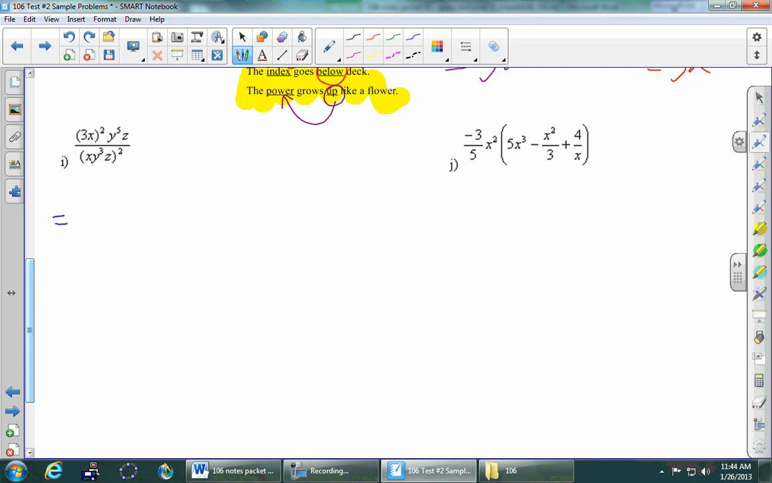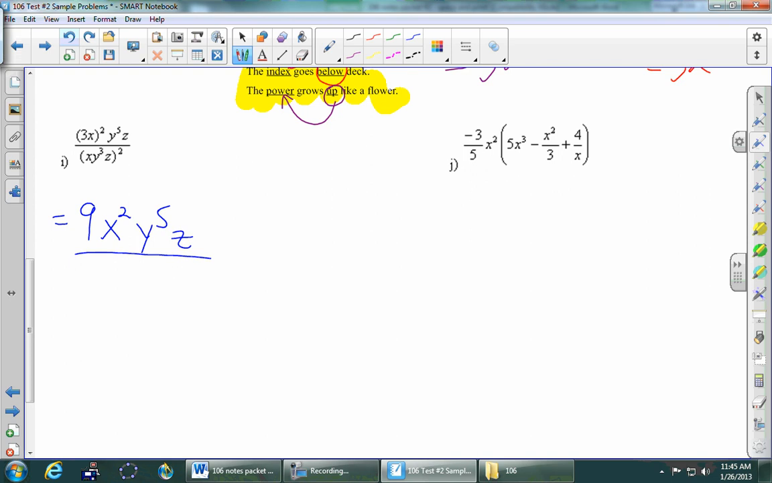So first thing we'll do is square this thing right here. 3x is being squared, which really means that the 3 is getting squared and the x is getting squared. So the 3 getting squared gives me a 9. X getting squared is just x squared. And now we've dealt with the parentheses, so I don't need to write them anymore. And we're going to play the same game on the bottom. We're going to square everything, the x and the y cubed and the z.